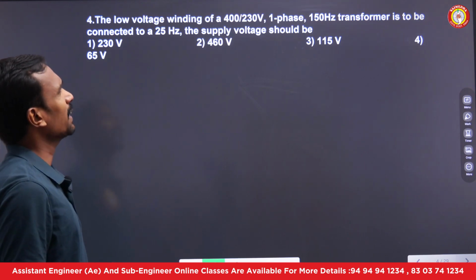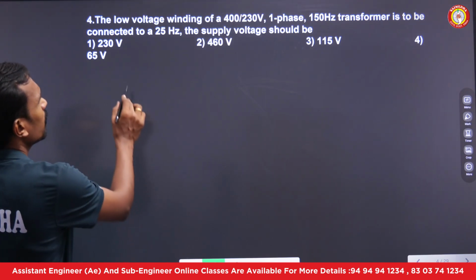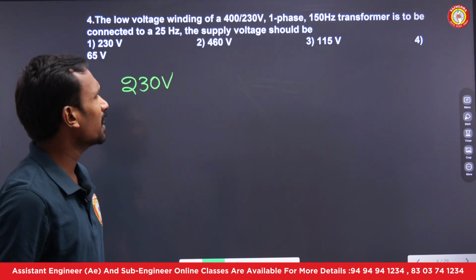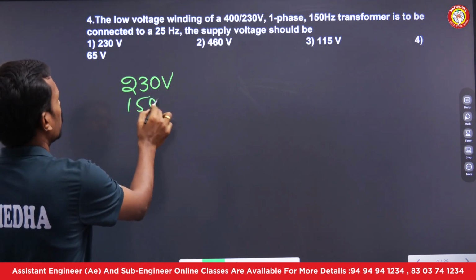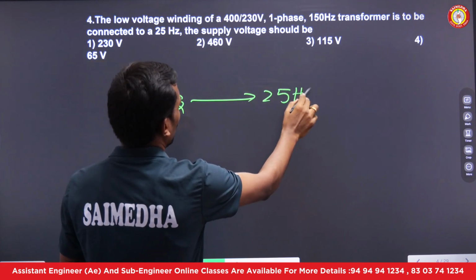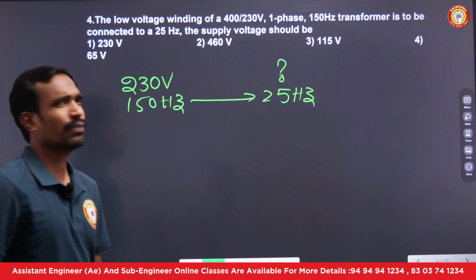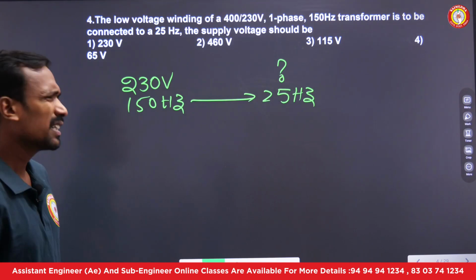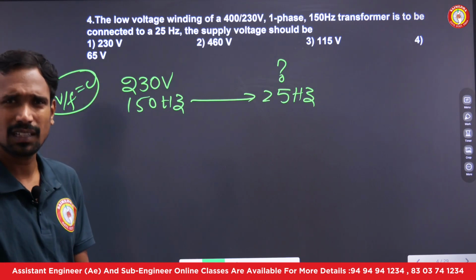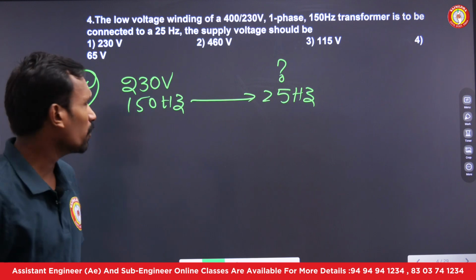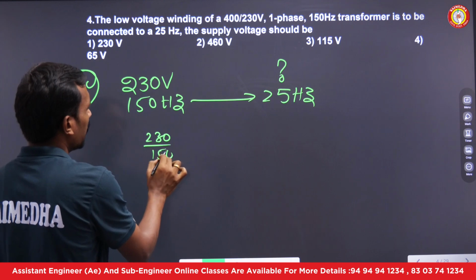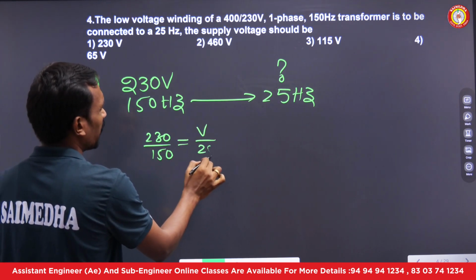A low voltage winding of 230 volts, the low voltage winding nothing but the 230 volts side, of a single phase 150 Hz transformer is connected to 25 Hz. Then what will be the supply voltage? Indirectly, we need to maintain V by F constant. Of course, they are not mentioned here. So when V by F is constant, the 230 by 150 should be equal to V by 25.